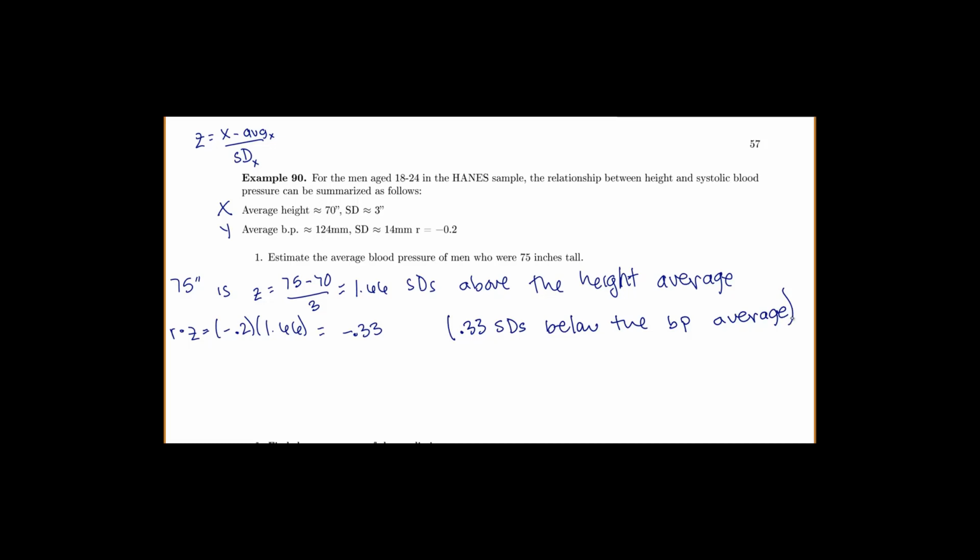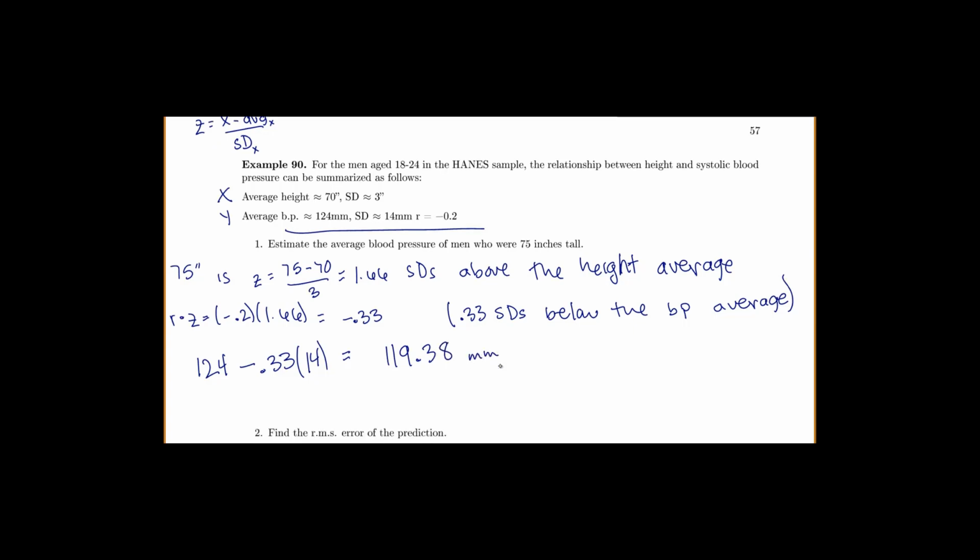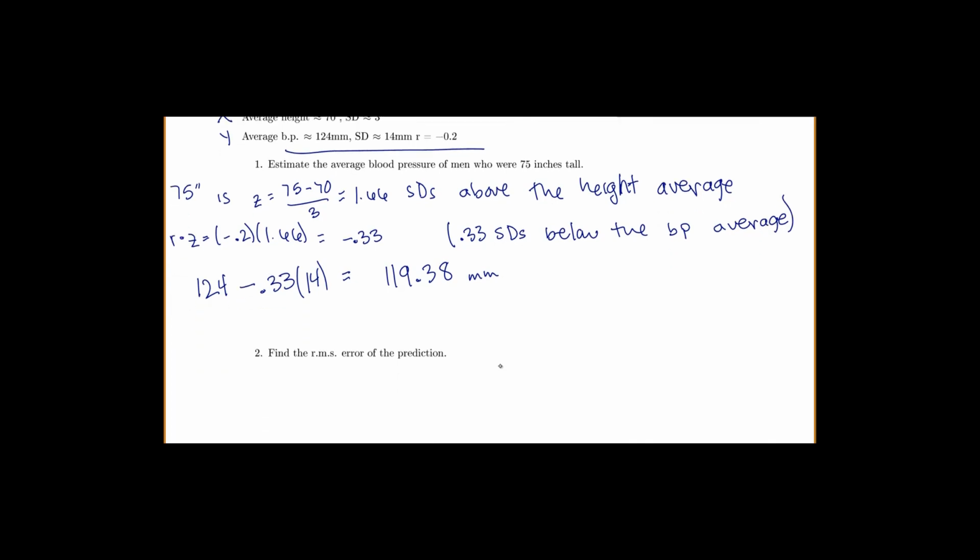To find that, let's look at our blood pressure average. The blood pressure average is 124, and we want to be 0.33 standard deviations below it. So we subtract 0.33 times the standard deviation for blood pressure, which is 14. This gives me 119.38 mm. And that's what we learned how to do in Chapter 10.